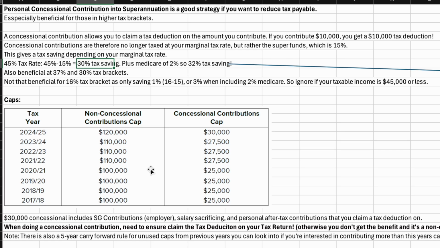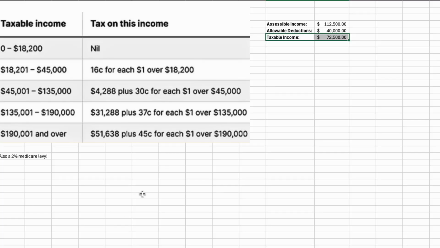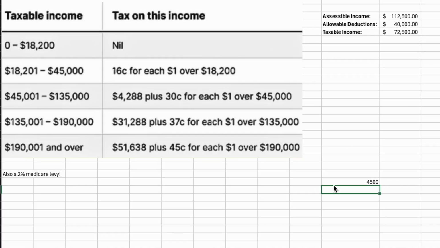So a little bit more on where this benefit lies: when you claim that tax deduction, you're no longer having to pay that tax. If that was being taxed at one of these brackets, say 45%, that $10,000 no longer has to pay 45 cents in the dollar, saving you that tax. However, when it enters into the super fund, you pay 15%. That's how super funds work. You pay 15% on money going into it.